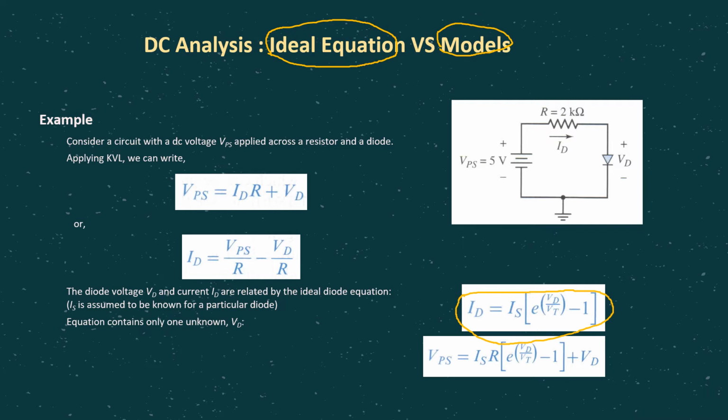Then to see why we need these three models, let's have a look at this example. We have a simple diode circuit where this diode is connected to a power supply, VPS, and in series with it we have one resistor, 2 kilo ohm. Since we have one closed loop here, we can do a KVL equation, right? Minus VPS plus IDR plus VD equals 0. Then you may rearrange and get ID equals VPS over R minus VD over R from the same KVL equation.